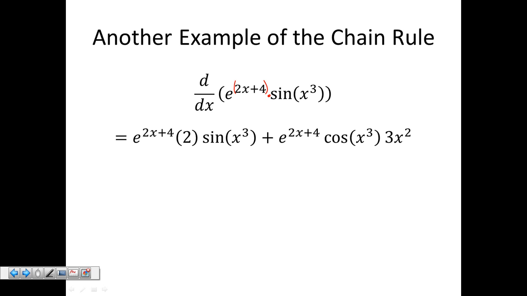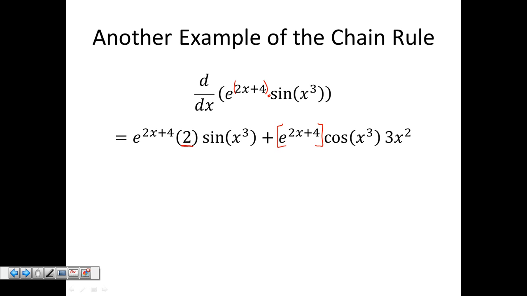Multiply by the derivative of the inside. So this 2 right here comes from the derivative of 2x plus 4. Multiply by the second factor. So there's no derivative involved there. It's there because of the product rule. It's just sitting there waiting for its turn to do something. Plus, now this e to the 2x plus 4 is the first term. It's just sitting there. I didn't take the derivative of it or anything.